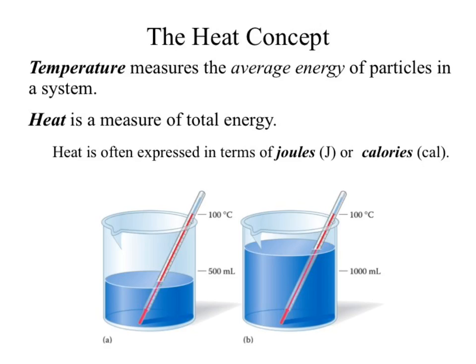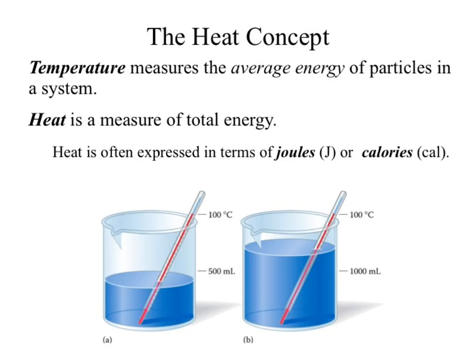So every particle is going to have some energy associated with it. What we're doing to measure our heat is we take the energy of every single particle, we add that up, and we get a total value. When we look at the temperature, it's the average of all of those particles. Which of those is going to generate the larger value?